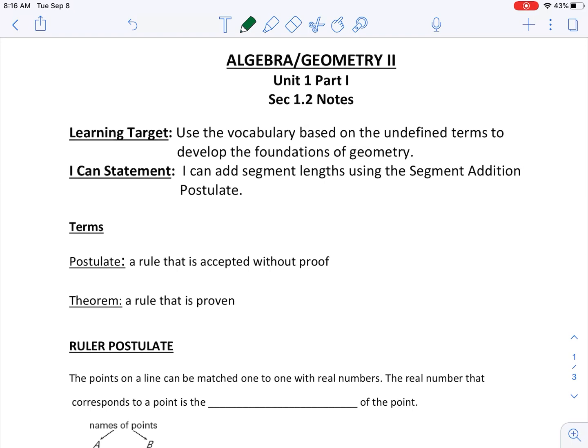We're going to be doing our second section of notes for Algebra Geometry 2. Our learning target for this unit is we are using vocabulary based on the undefined terms to develop the foundations of geometry, which is actually our unit title. So we're still working on what we learned in our first section of notes, and we're going to be building upon it. And today specifically, we're going to be talking about the segment addition postulate.